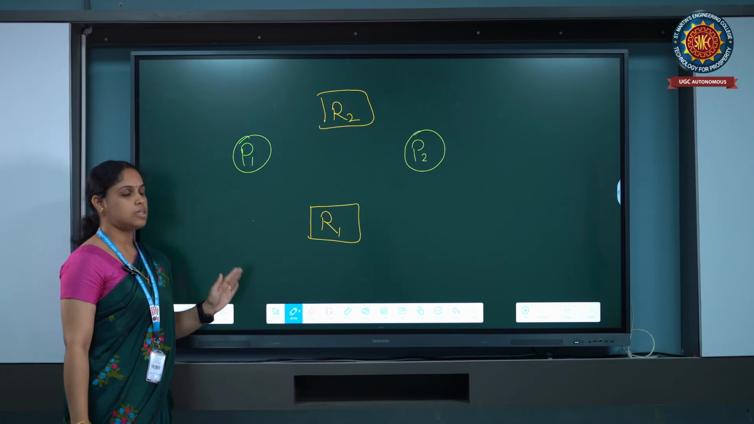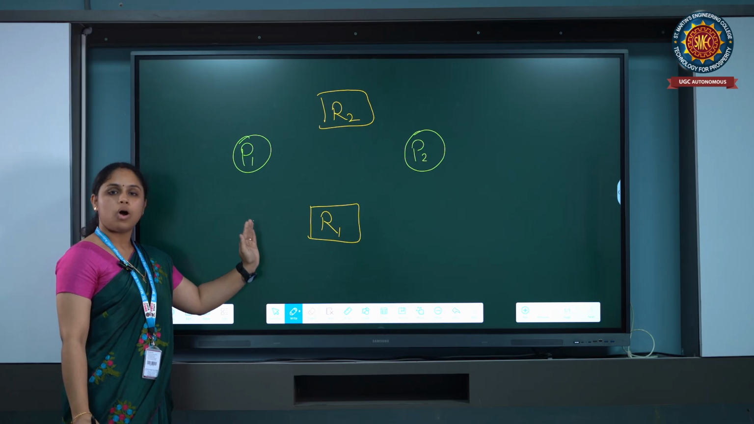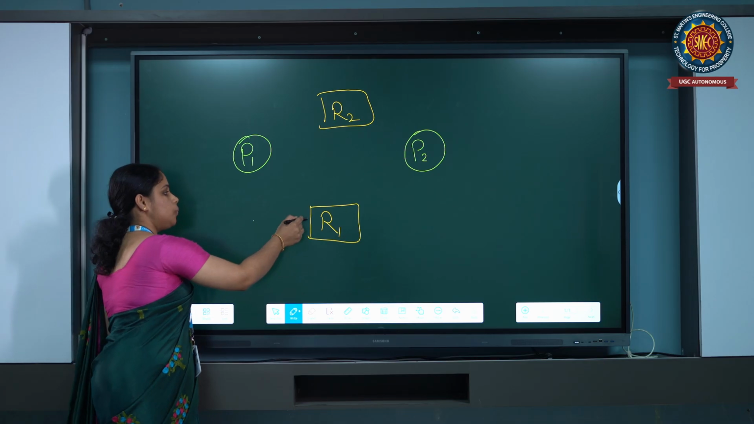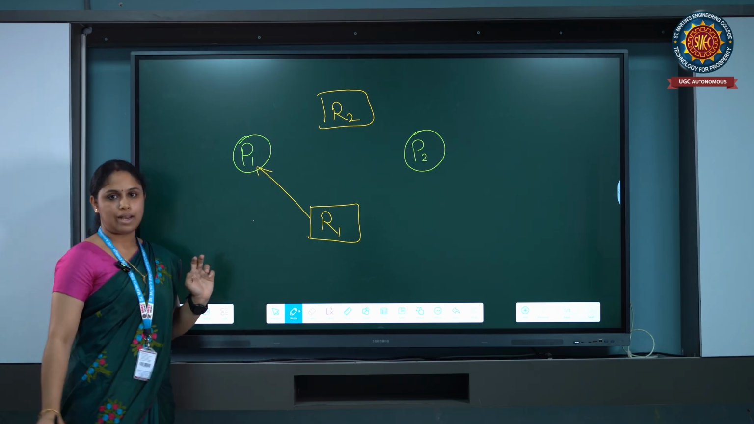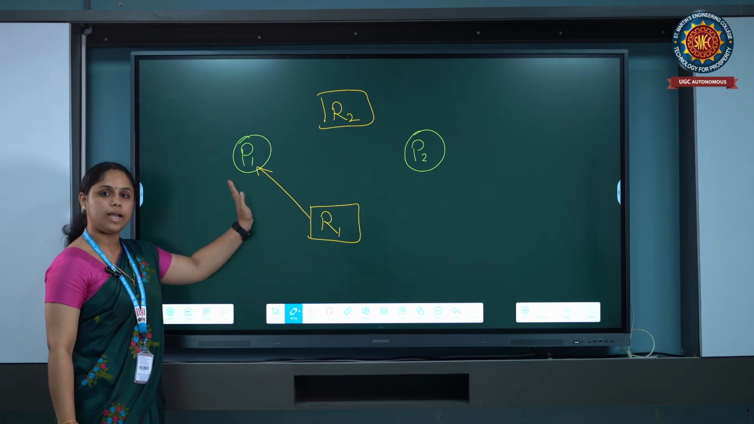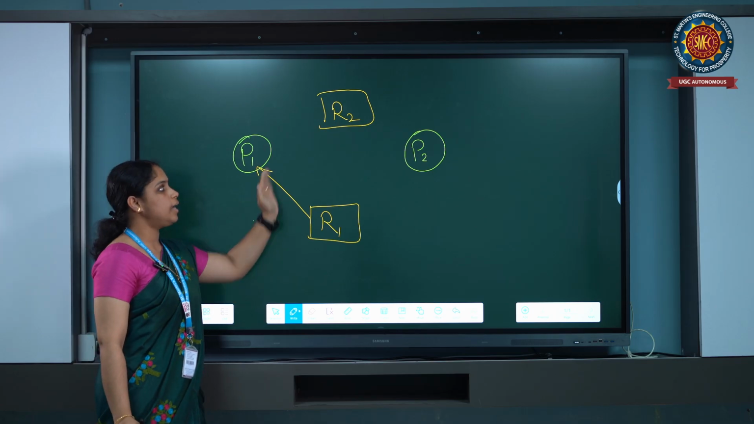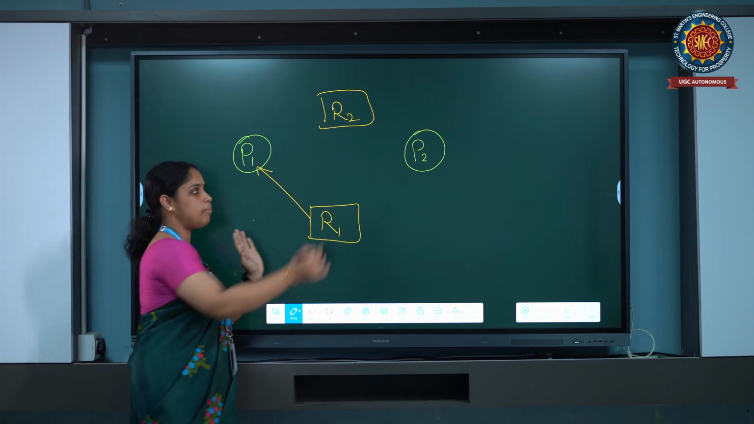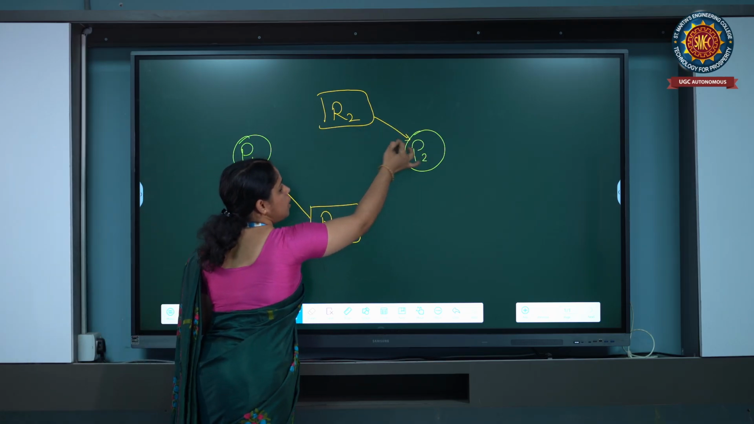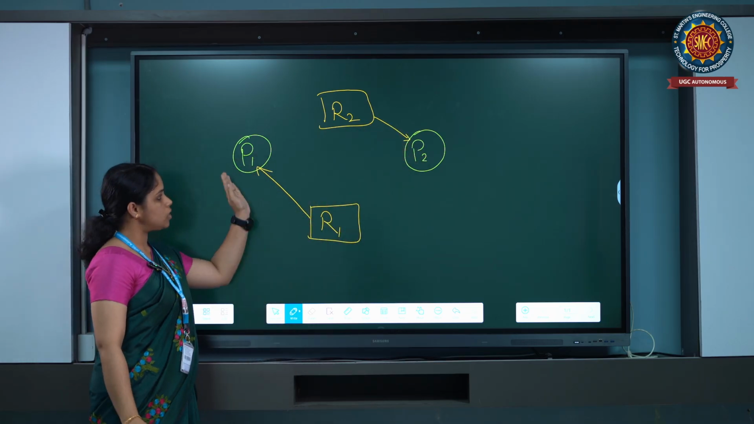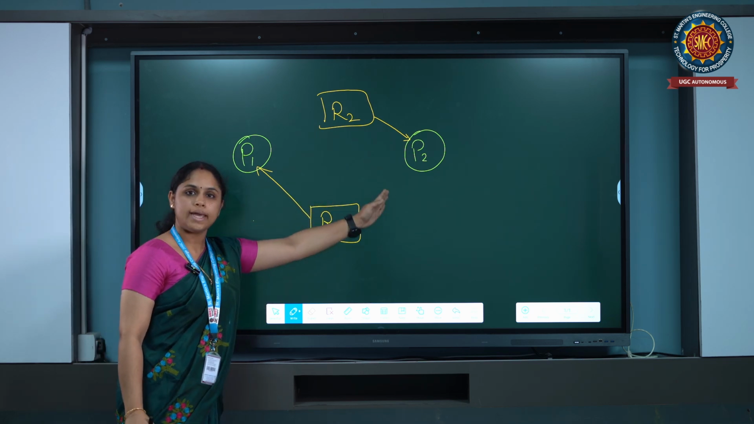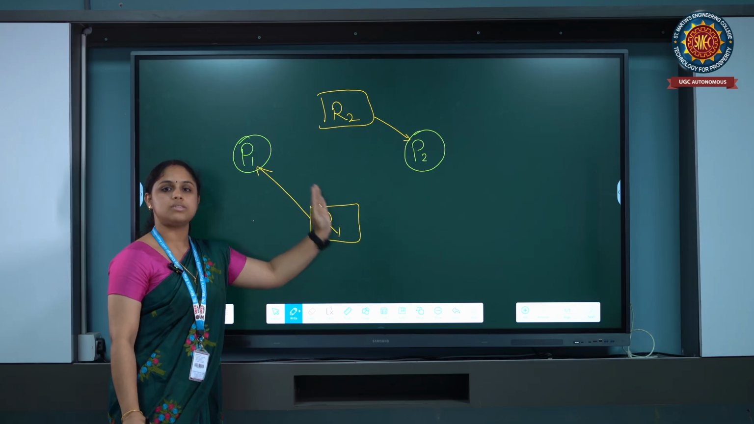What happened is, R1 is already allocated to P1. So the arrow will be from R1 to P1. That means R1 is already allocated to P1. Just like that, R2 is already allocated to P2, so the arrow will be from R2 to P2. So this is the meaning.